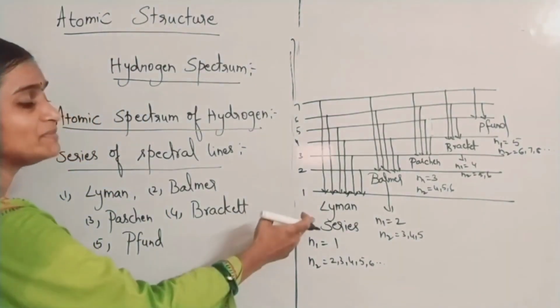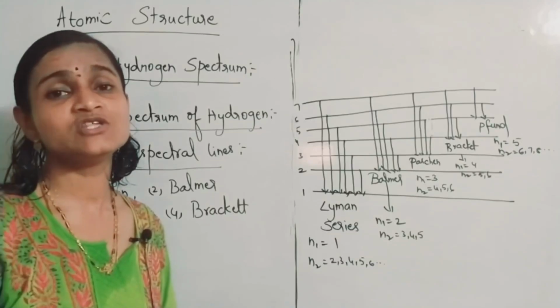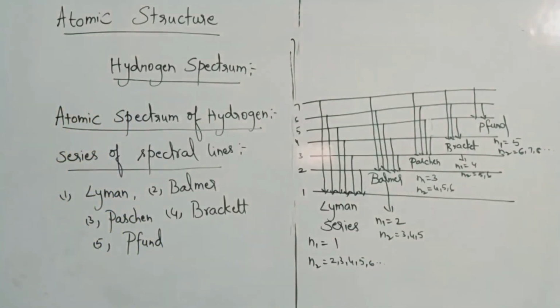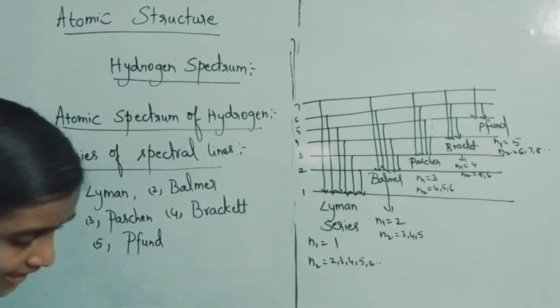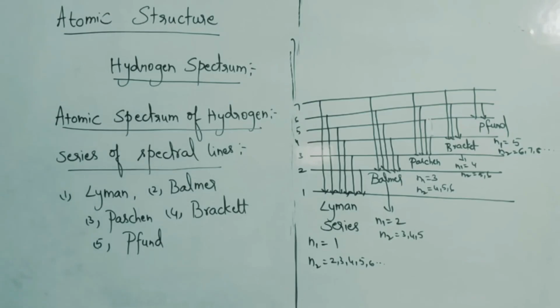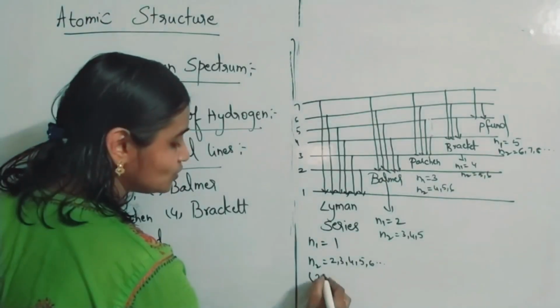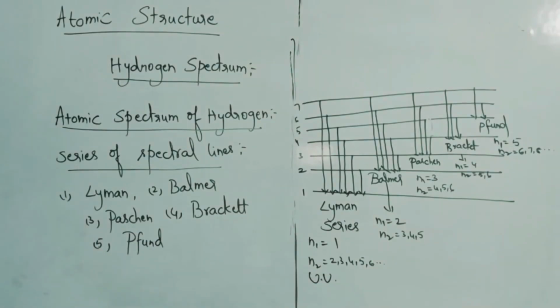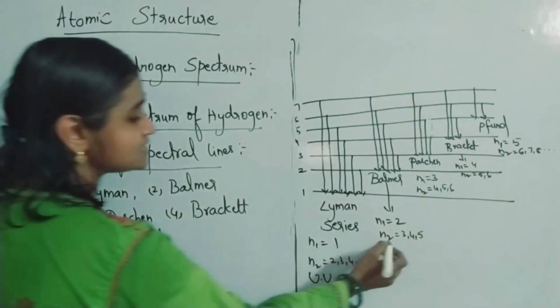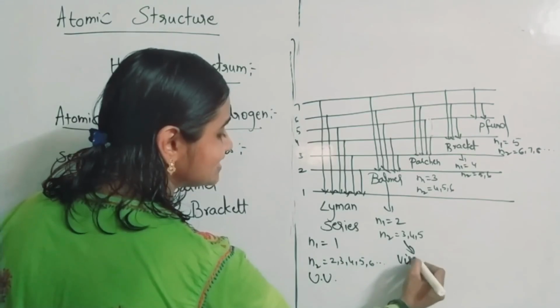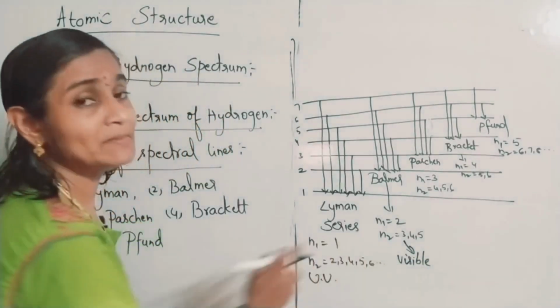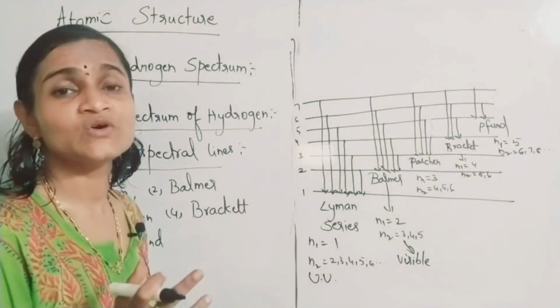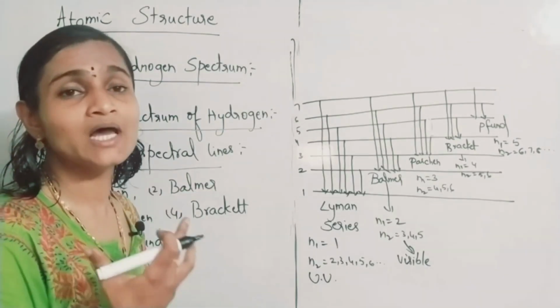And the Lyman series falls under what? UV region, the ultraviolet region. That means the series of spectral lines under the Lyman series have electromagnetic radiation wavelengths of about UV rays. Lyman series spectral lines have UV ray wavelengths. And then the Balmer series is in the visible region. The Balmer series is the only series of spectral lines which can be visible to our eyes.